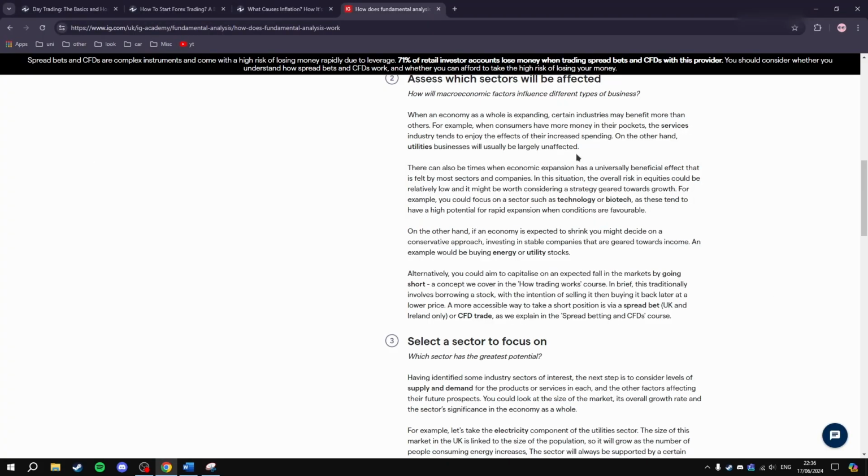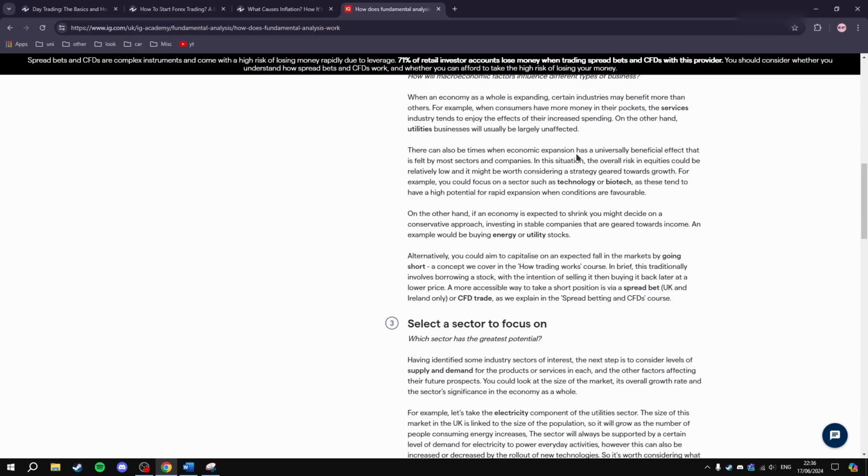When an economy as a whole is expanding, certain industries may benefit more than others. For example, when consumers have more money in their pockets, the services industry tends to enjoy the effects of their increased spending. On the other hand, utilities business will usually be largely unaffected.